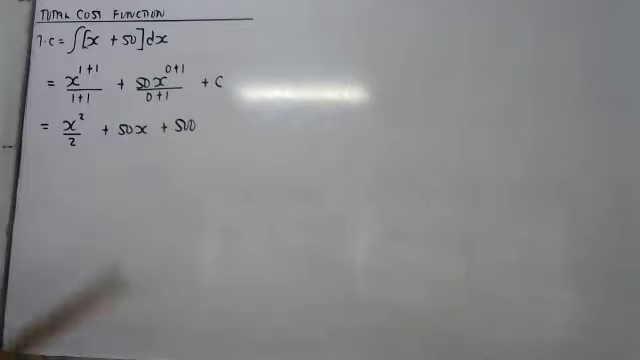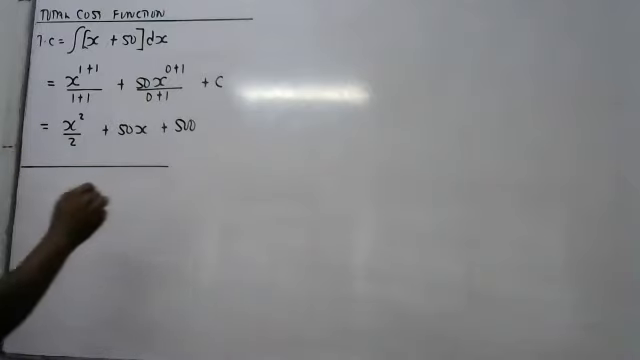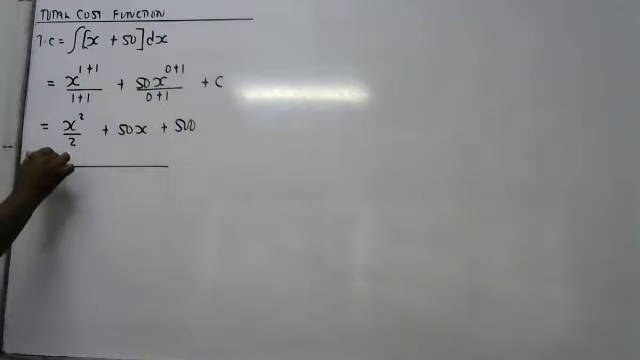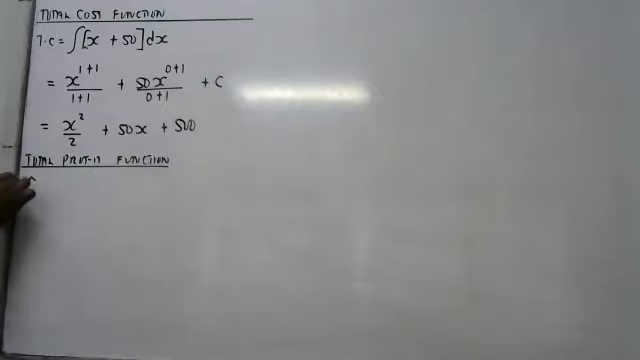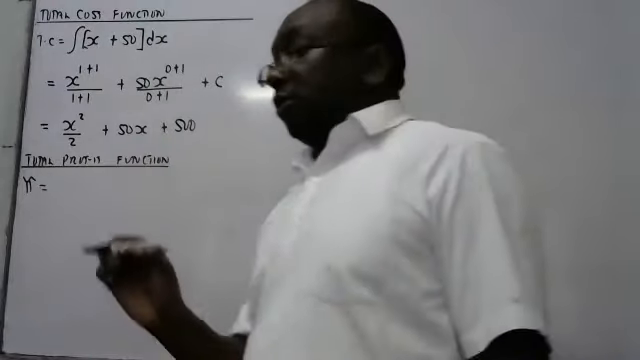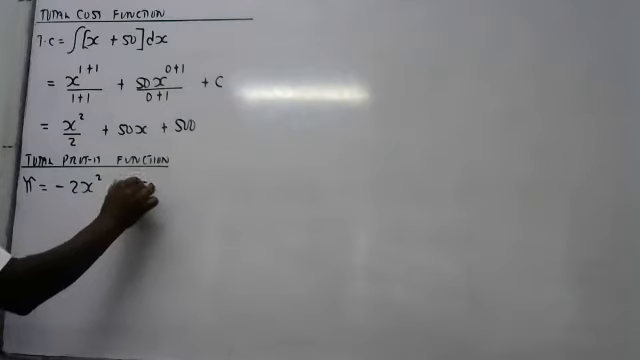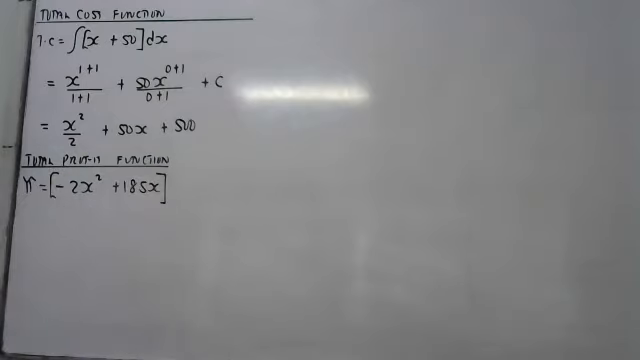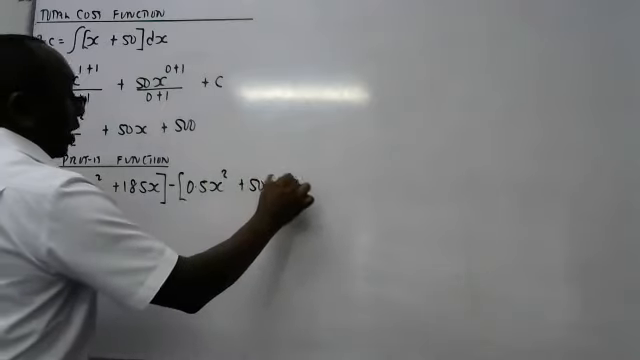So if we have our total cost function, the next thing is to get the total profit function, Pi. We already know that if we are looking for total profit, it is total revenue minus total cost. So total revenue, as we had, was minus 2x squared plus 185x. Minus total cost, which is 0.5x squared plus 50x plus 500.